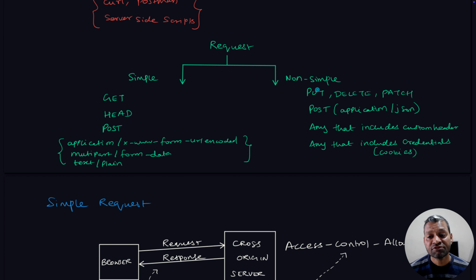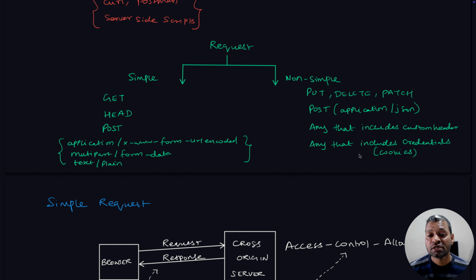On the other side of the spectrum, we have non-simple requests, and these include PUT, DELETE, PATCH, and POST with application/json content type, any request that includes a custom header, and any request that includes credentials. For example, if you send cookie information with a request, then those requests will also be classified as non-simple requests.